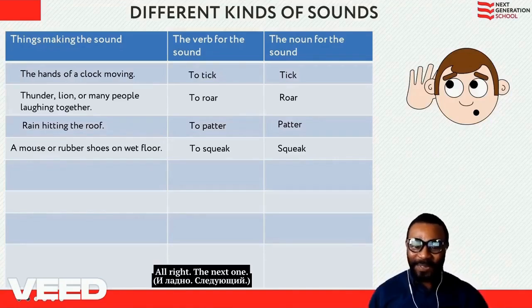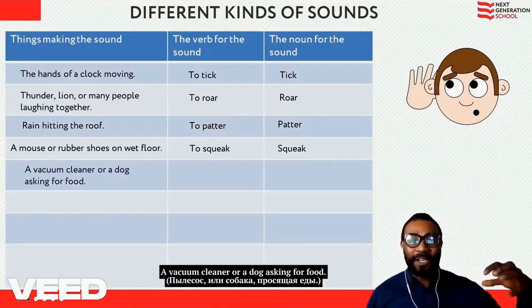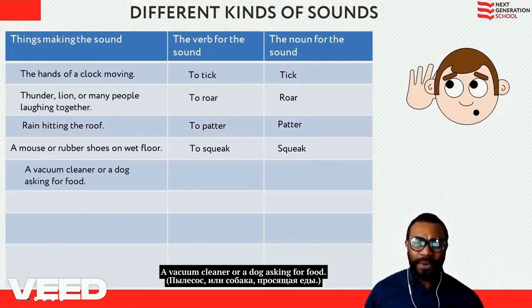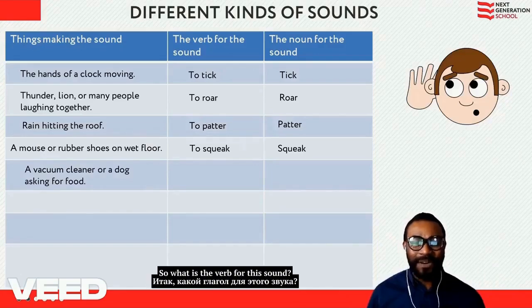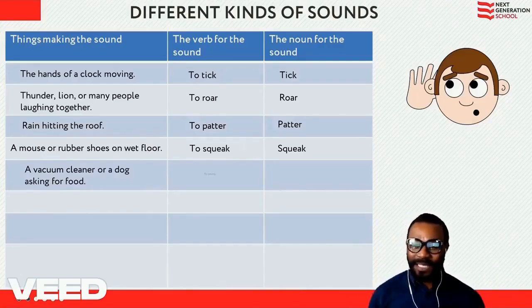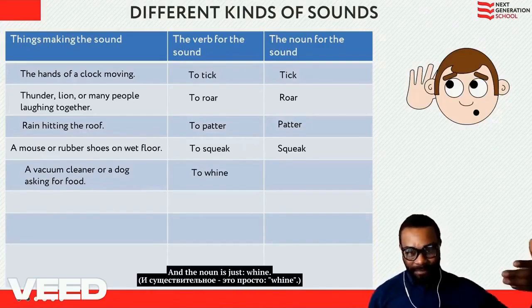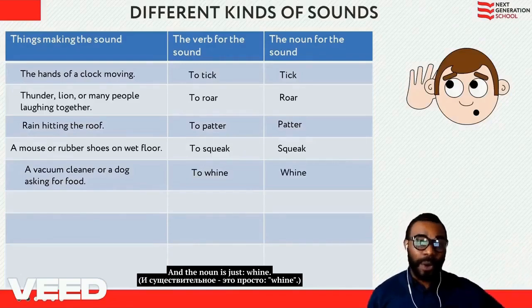All right, the next one. A vacuum cleaner or a dog asking for food. So what is the verb for this sound? It's to whine. And the noun is just whine.